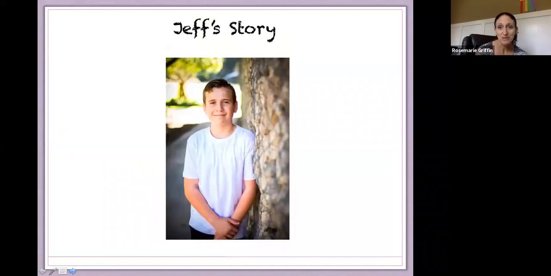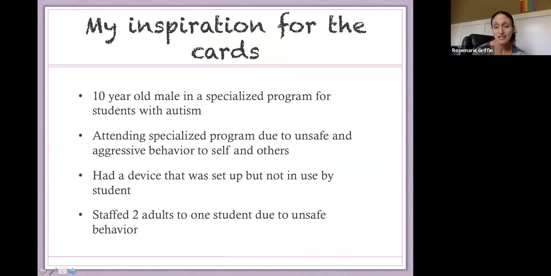So I wanted to share with you why I even started creating the action builder cards. I really had no idea how to do any of those different things. I had never created a physical product, and it was this vision that kind of came to me. I had a student I was working with. He's 10 years old, was in a specialized program for students with autism, so a year-round, very intensive applied behavior analysis program, and he had unsafe and aggressive behaviors to himself and others.